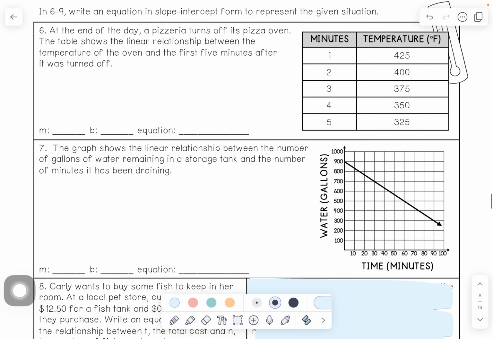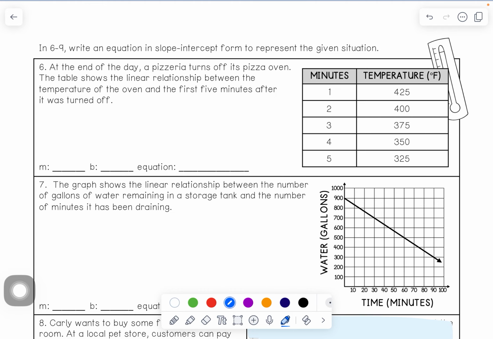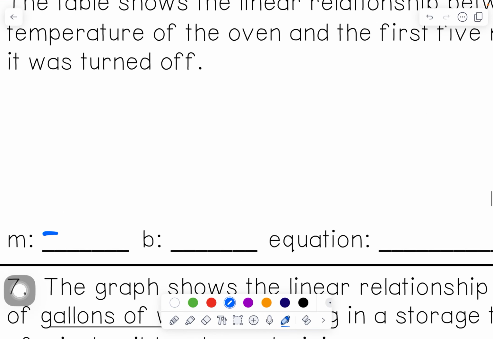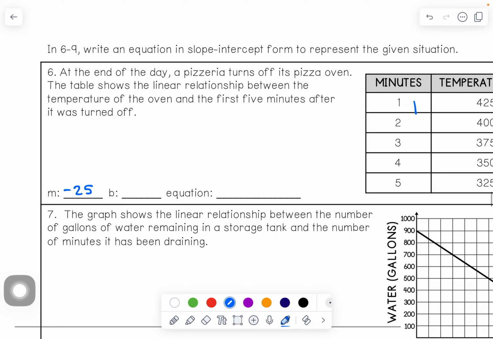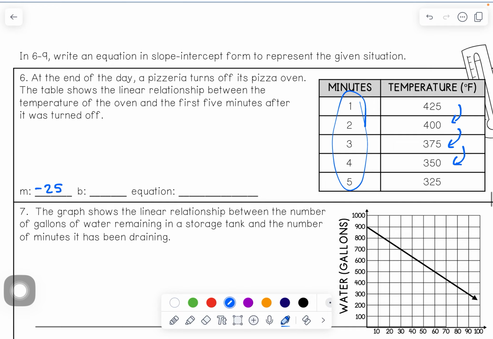All right, at the end of the day, the pizzeria turns off its oven. The table shows a linear relationship between the temperature of the oven and the first 5 minutes after it was turned off. So clearly the temperature should decrease, right? Okay, when I'm looking, it's counting by ones here. So I could actually just calculate, using the pattern, my m value, right? So that looks like my m is going down 25. So -25 would be my m value. And again, I'm allowed to do that because these are counting by ones, right? So I don't have to use the messy formula if I don't want to. I just need to observe how my y value is changing.